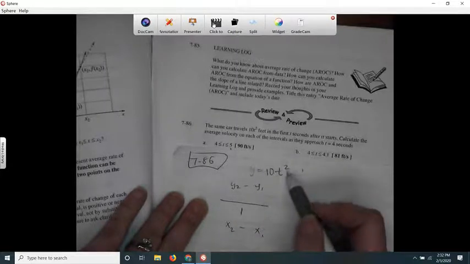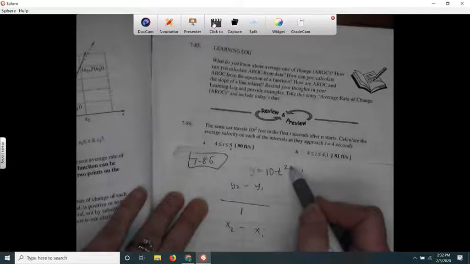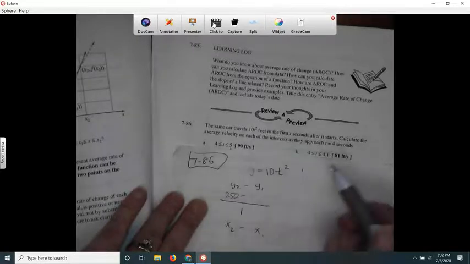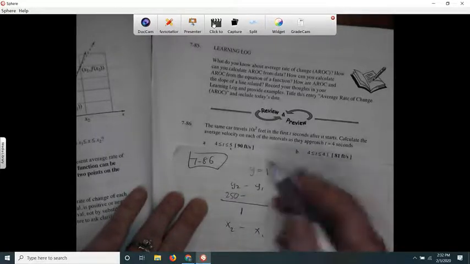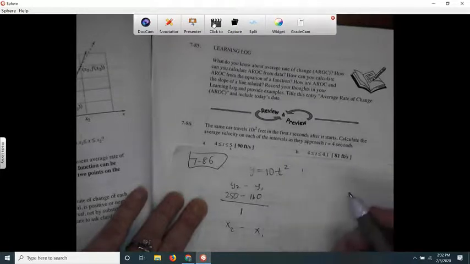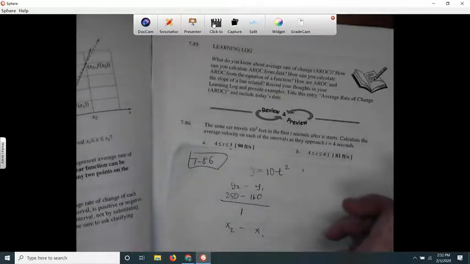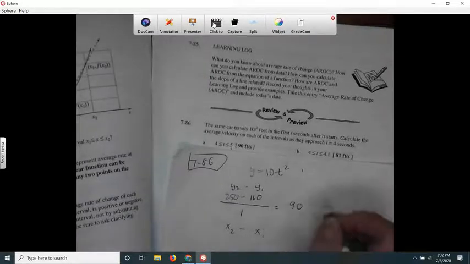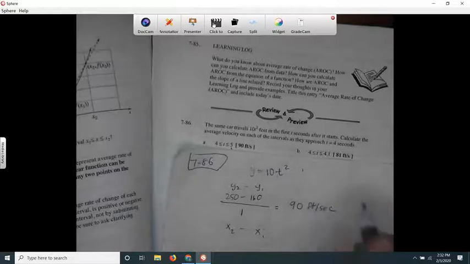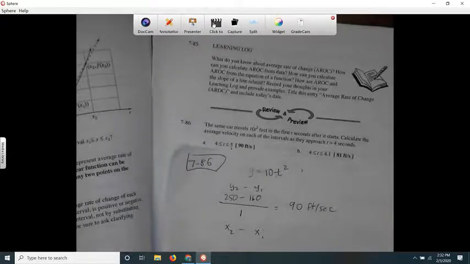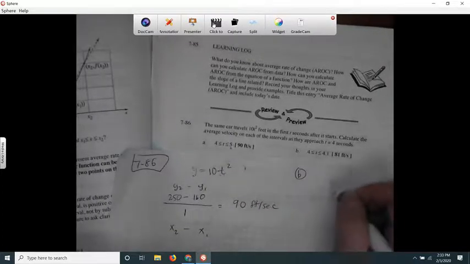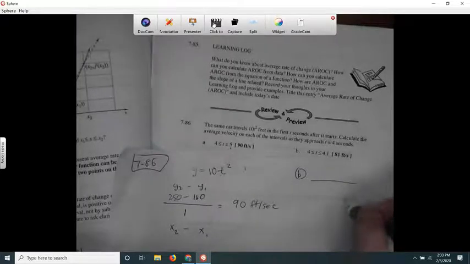So 5 squared is 25 times 10, I guess that's 250. And then 4 squared is 16 times 10, 160. And then what's 250 minus 160? I hope it's 90. It is 90, okay. See how we did that? That was letter A.